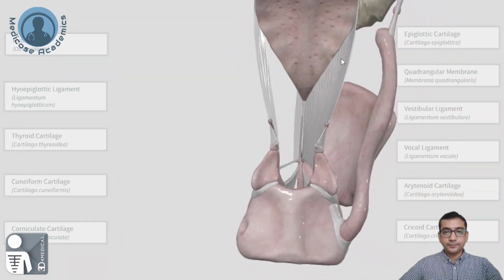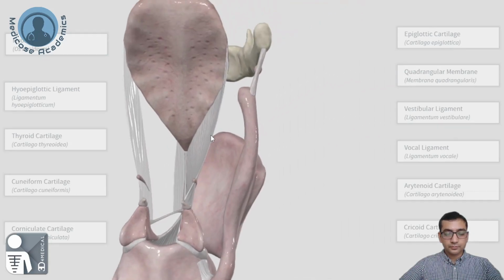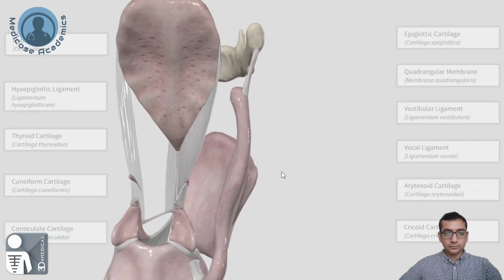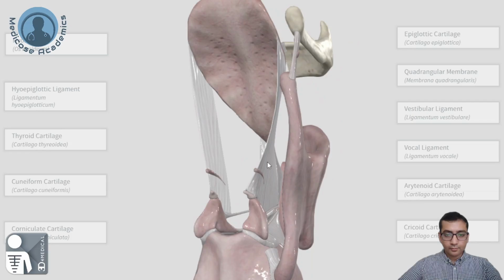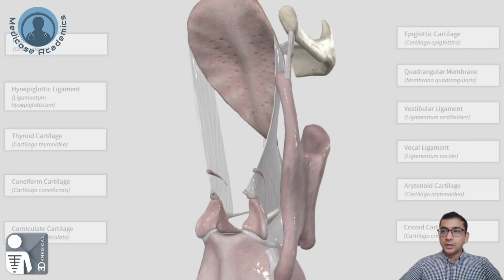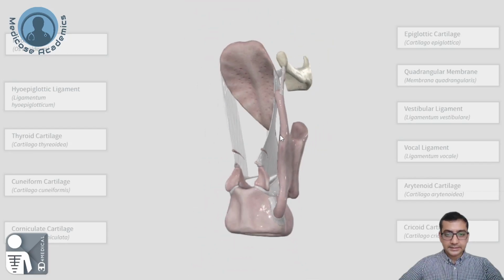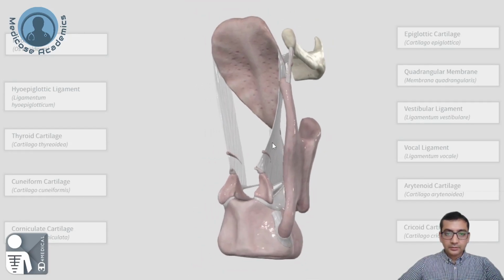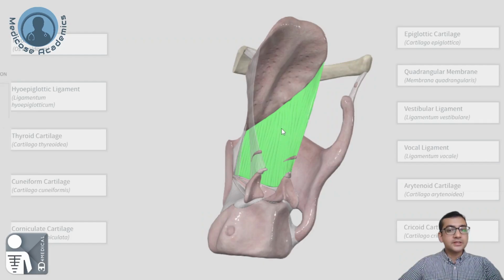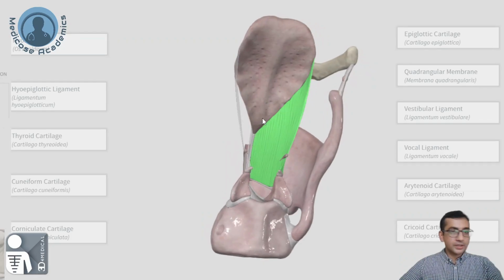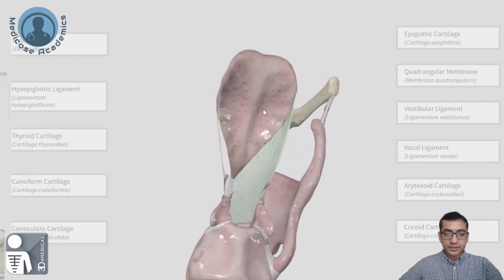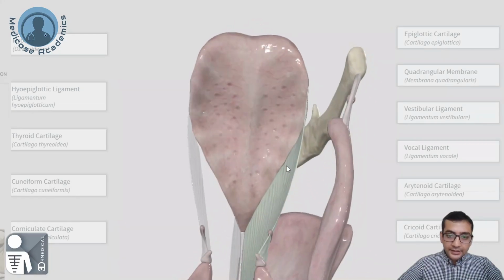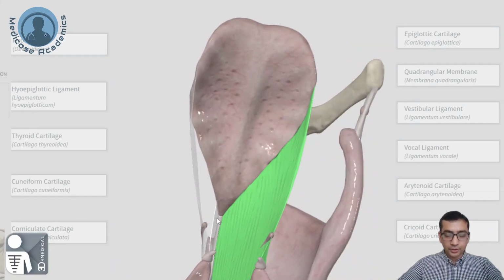So this ligament, this one, this is the quadrangular membrane, quadrangular ligament. You check what are the attachments. Anteriorly, it is attached all the way to the epiglottis. It is attached to the lateral margin of the epiglottis. Simple.